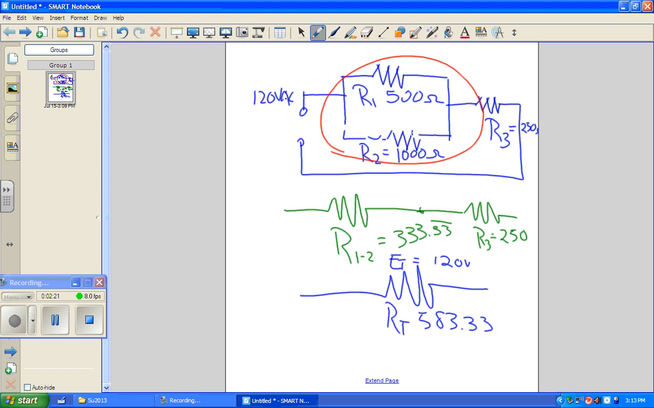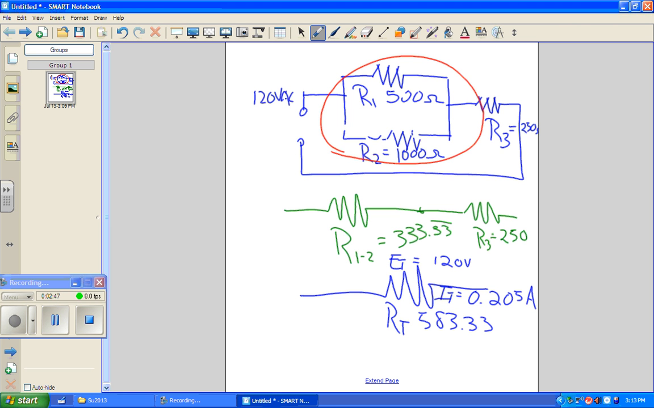120 volts. So if we divide the voltage by the resistance, looking at our Pioneer wheel, we'll get the current, right? So our total current should be what? 120 divided by almost 600. 205 milliamps.